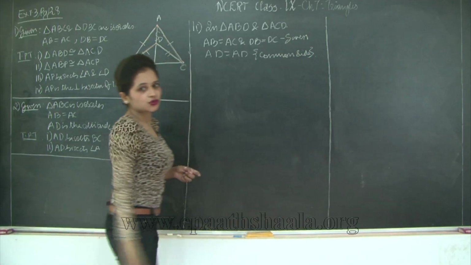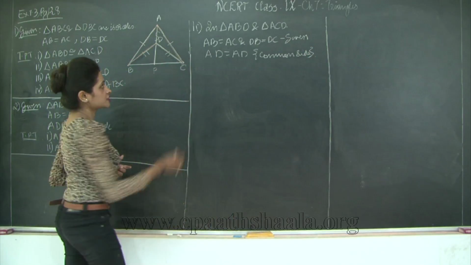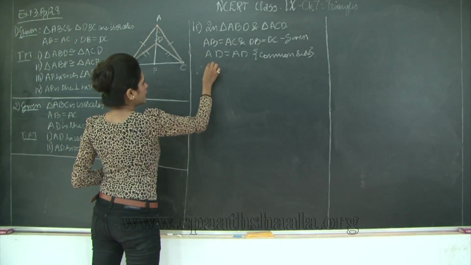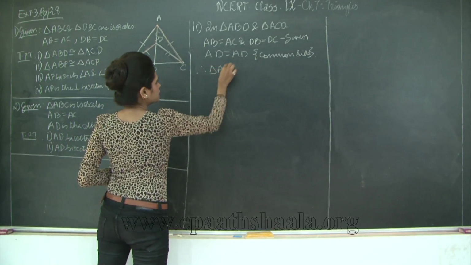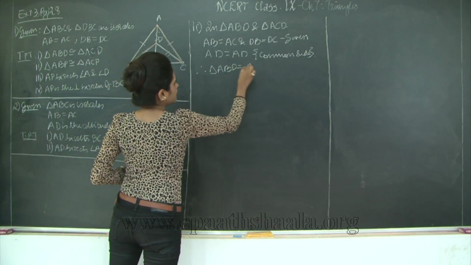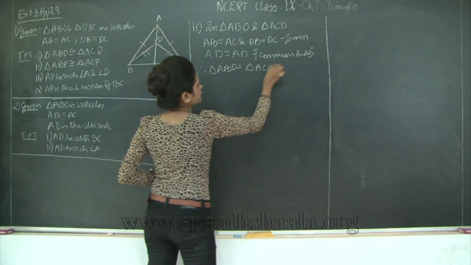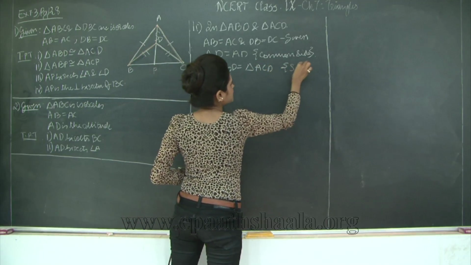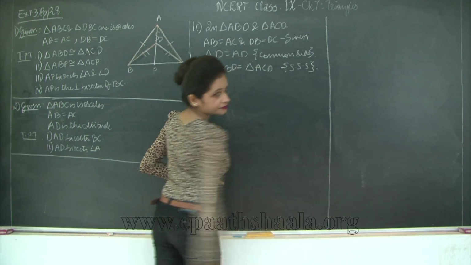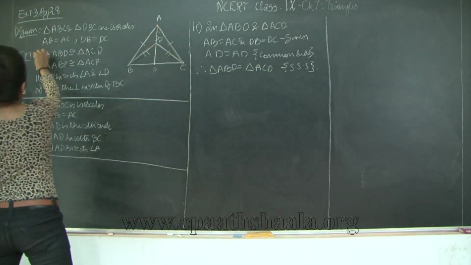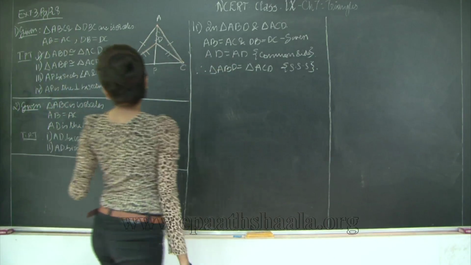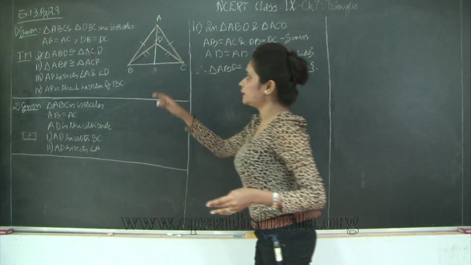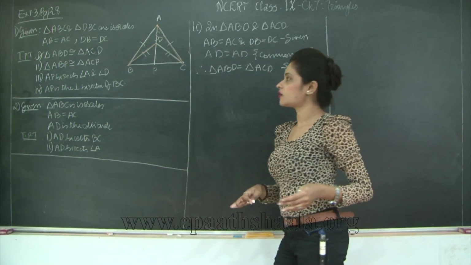Therefore, what can I say? The two triangles are congruent by the side side side test of congruence. Therefore, triangle ABD is congruent to triangle ACD by the SSS test. So we are done with the first part. Now we need to prove that triangle ABP and triangle ACP are congruent to each other.